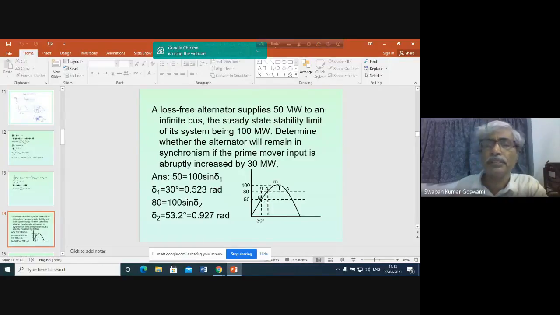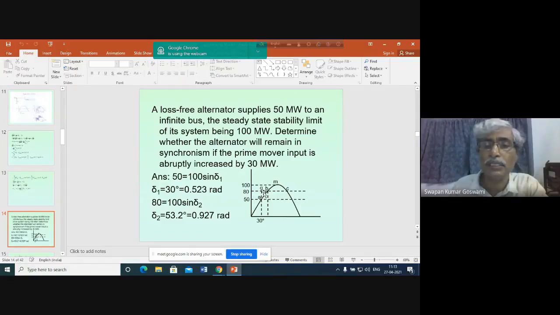So if you can ensure that there is an area available which is at least equal to this area, and where the rotor will be decelerated, then it ensures that the generator will be able to maintain synchronism at least at the first swing. So that's what we should do here.